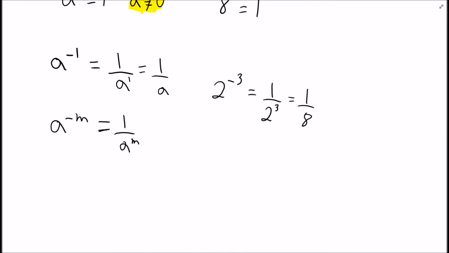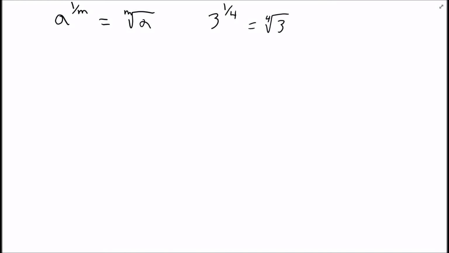Another thing that you'll have to deal with now is fractional exponents. So if I had a to the power of, let's say, 1 over m, so you've got a fraction in the exponent, that is the same as the root of a, where the root is whatever m is. So if I had, let's say, 3 to the power of 1/4, that's the same as the fourth root of 3.